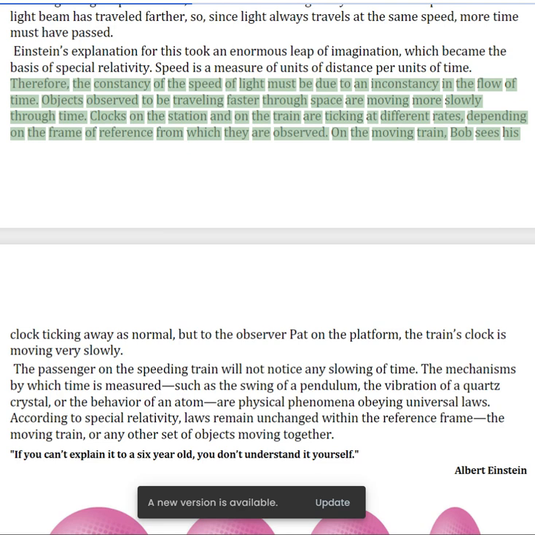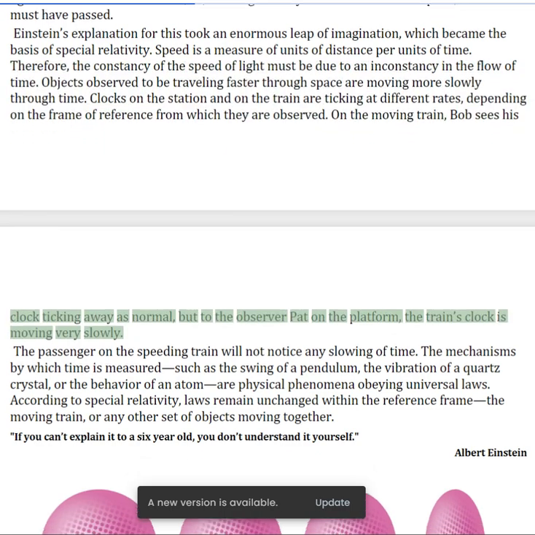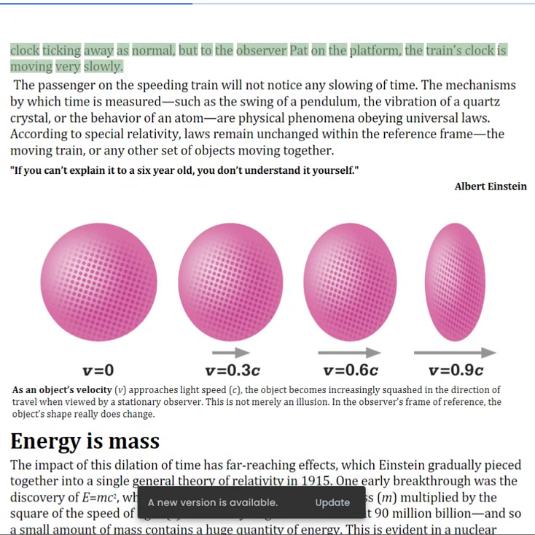Clocks on the station and on the train are ticking at different rates, depending on the frame of reference from which they are observed. On the moving train, Bob sees his clock ticking away as normal, but to the observer Pat on the platform, the train's clock is moving very slowly. The passenger on the speeding train will not notice any slowing of time.